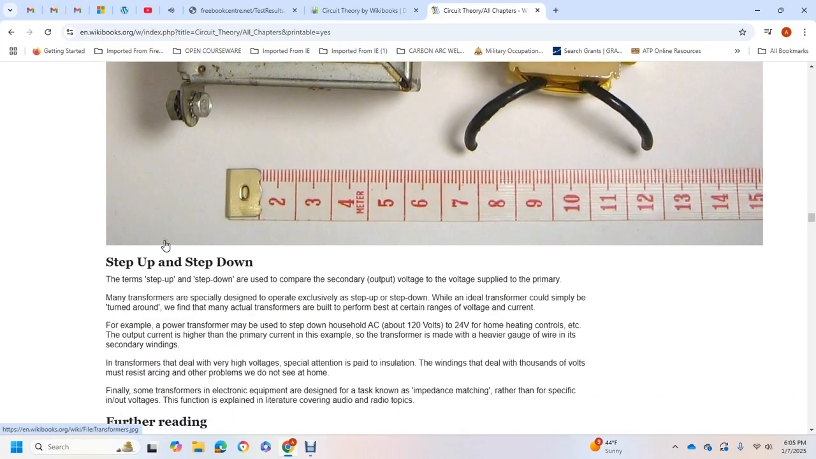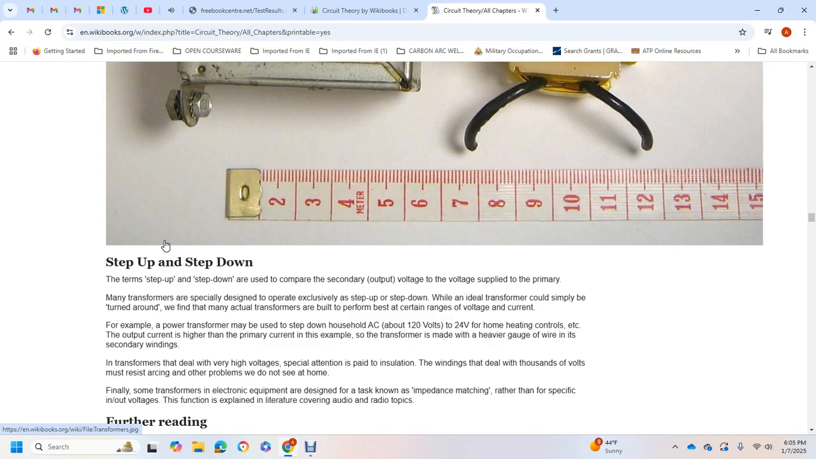Step up and step down. The terms step up and step down are used to compare the secondary output voltage to the voltage supplied to the primary. Many transformers are specifically designed to operate exclusively as step up or step down, while an ideal transformer can do either simply by turning it around. Actual transformers perform best within a certain range of voltage and current. For example, a power transformer may step down AC from 120 volts to 24 volts for a home heating control system. The output current is higher than the primary current.